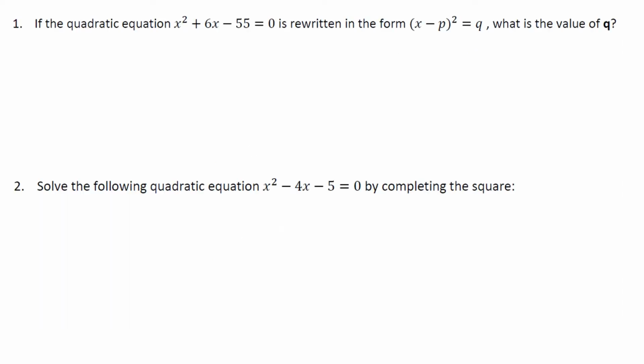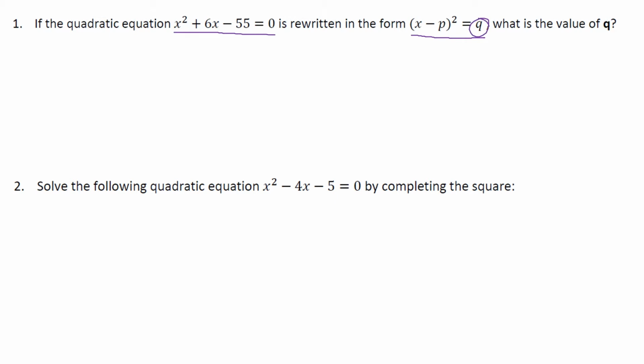The first question we're looking at says, if the quadratic equation x squared plus 6x minus 55 equals 0 is written in the form (x minus p) squared equals q, what is the value of q? And so this equation is in vertex form, and we're given an equation in standard form, so we want to convert this equation from standard to vertex form to find q.